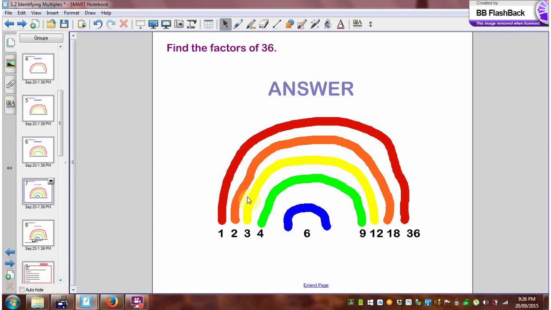So that's what your rainbow should look like, and then our factors are at the bottom of the rainbow here. So to find the factors of 36, 1, 2, 3, 4, 6, 9, 12, 18, and 36 are our factors of 36. Okay, if you guys had any trouble with that, please pause the video and let me know.